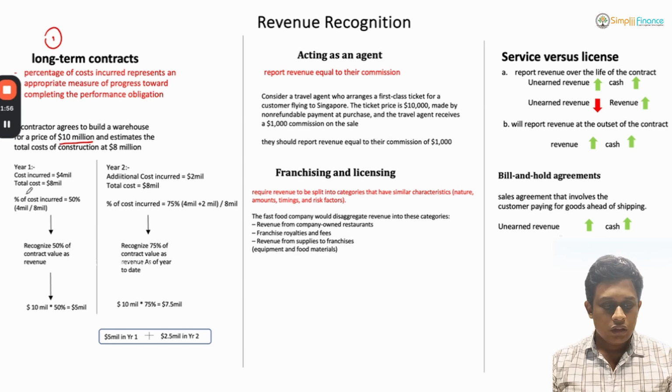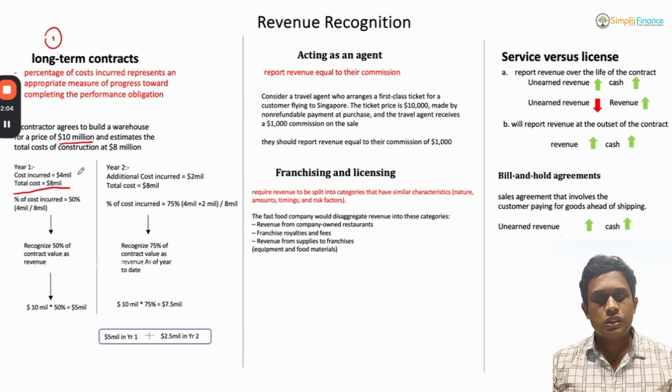as revenue. So for example, if the total cost that you're expecting out of this project is 8 million, so in the first year, if the cost incurred is 4 million, that becomes 50% of the project completed. So out of the entire 10 million, you recognize 50% of that, that is 5 million as revenue.